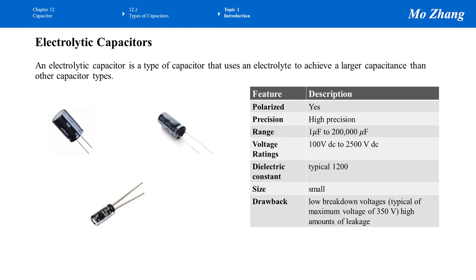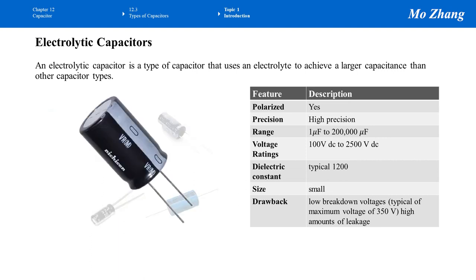This kind of capacitor uses an electrolyte to achieve larger capacitance. As you can see, here are the photos for this kind of capacitor. Most of the time, this capacitor has a cylindrical shape, a big cylinder with two wires, either the two legs on the same side, or one wire on each side, like a sausage. If we look closer at this capacitor, we can see there's a strap printed on the surface of this capacitor.